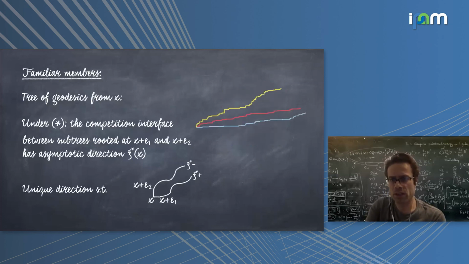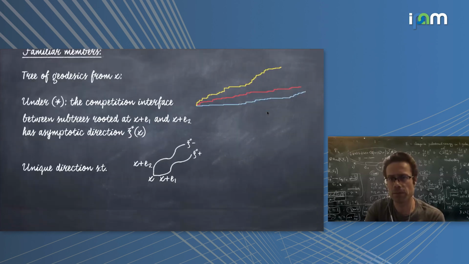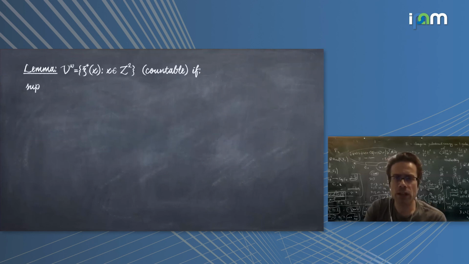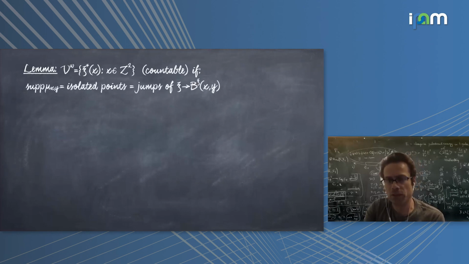Here's a simulation in the exponential case. These are the two geodesics, and this is the competition interface. Here's a lemma that tells you when these directions of competition interfaces are the only exceptional directions: that's if the Busemann process happens to be a jump process.